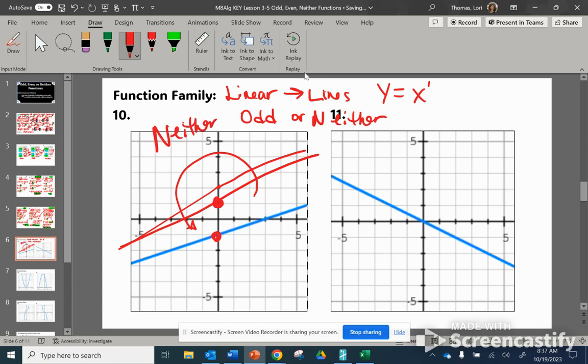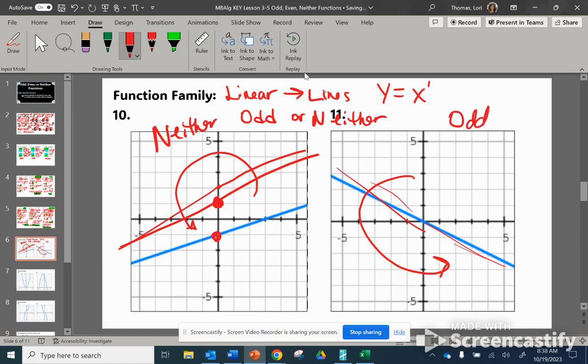In this example, if we were to rotate our graph 180 degrees, what is in quadrant 2 is going to look exactly like what's in quadrant 4, and what's in quadrant 4 is going to rotate and look like what's in quadrant 2, and it's going to be odd.